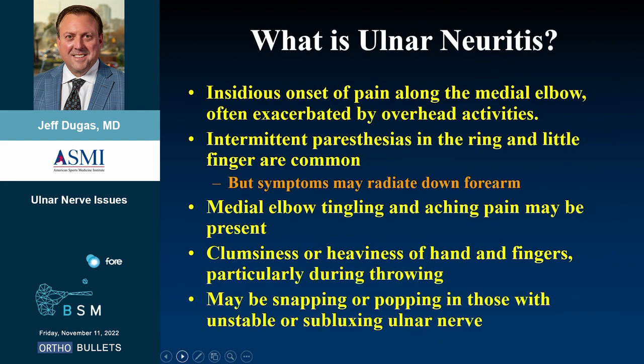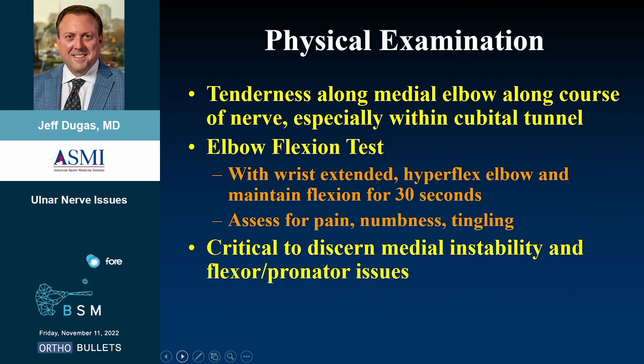So what is ulnar neuritis? It's typically the insidious onset of pain along the medial elbow, often exacerbated by overhead activities, with intermittent paresthesias in the ring and little fingers, but the symptoms may radiate down the forearm and not just be in the hand. You can get medial elbow tingling and aching pain. You can get clumsiness or heaviness of the hand and fingers, particularly during throwing, and you may even have snapping or popping if the nerve is unstable.